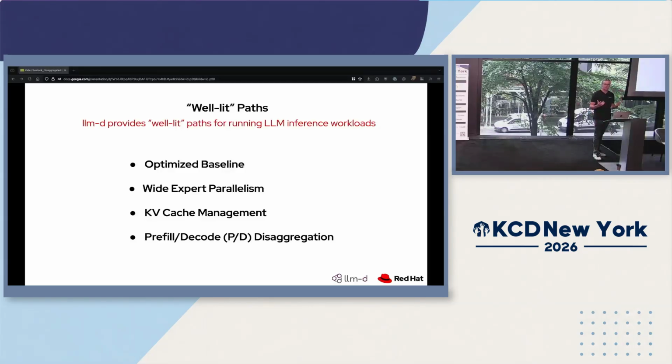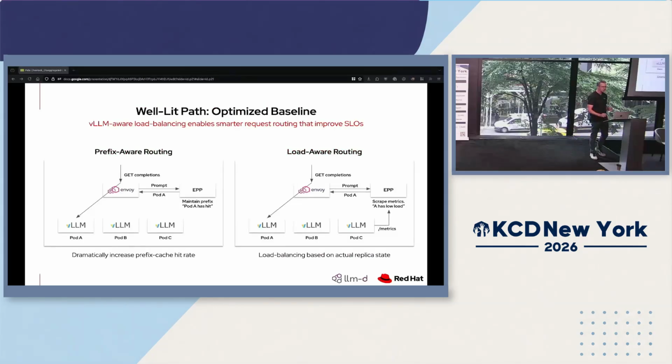The first one's an optimized baseline. This leverages that prefix-aware and load-aware routing that we were just talking about. The second one, wide expert parallelism. This is also known as wide EP. This is for scaling out really large mixture of expert models. Think like a DeepSeek model, which was like the first MOE model. Advanced KV-cache management intelligently handles that attention state we talked about before. And then also we have this prefill decode disaggregation. And this physically separates compute and memory workloads across these different GPU pools. And we'll talk more about why that's important.